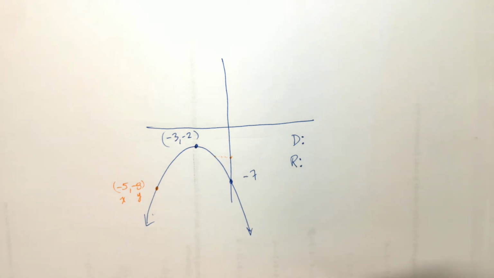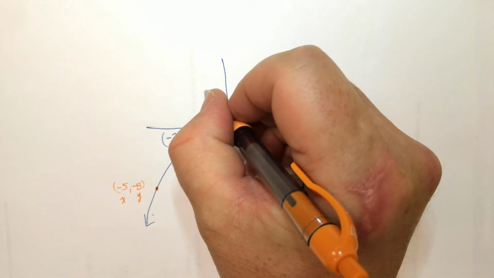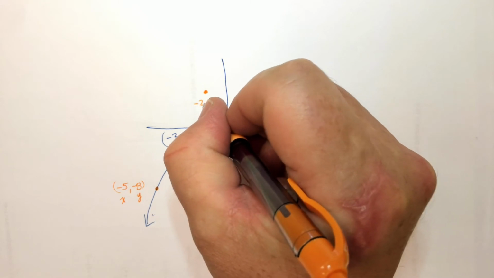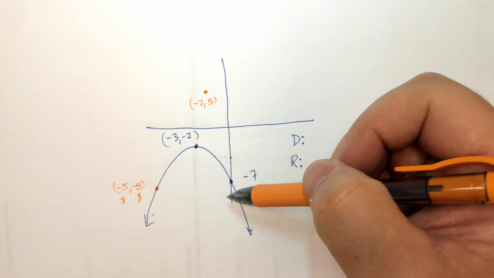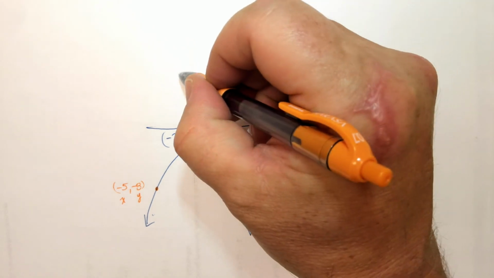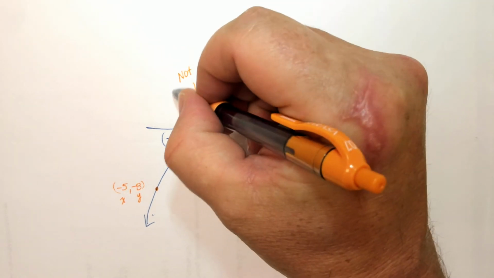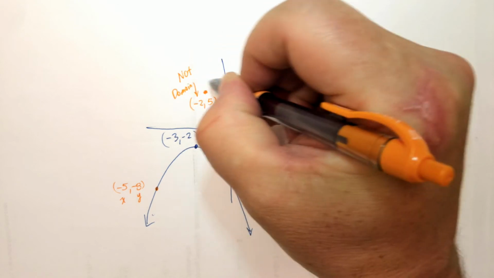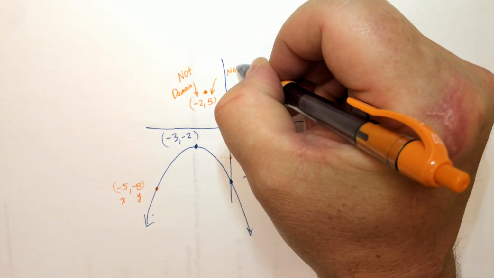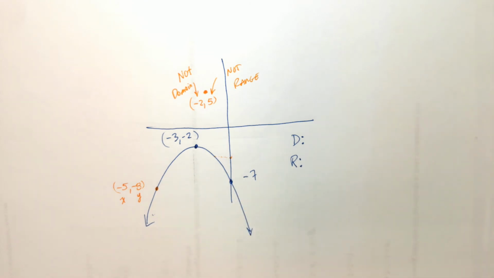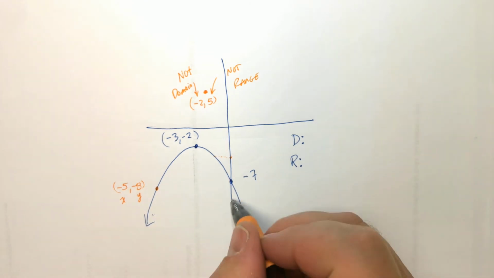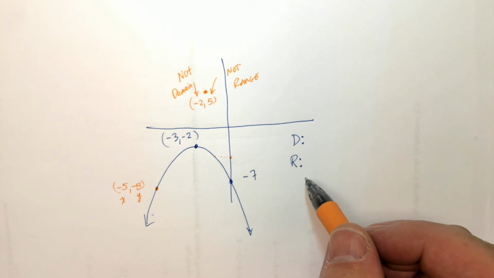But see this point right here? Let's say that was -2 and +5. That's not on our graph. So this is not the domain, and this number here is not in the range. It's only what's covered by the graph.